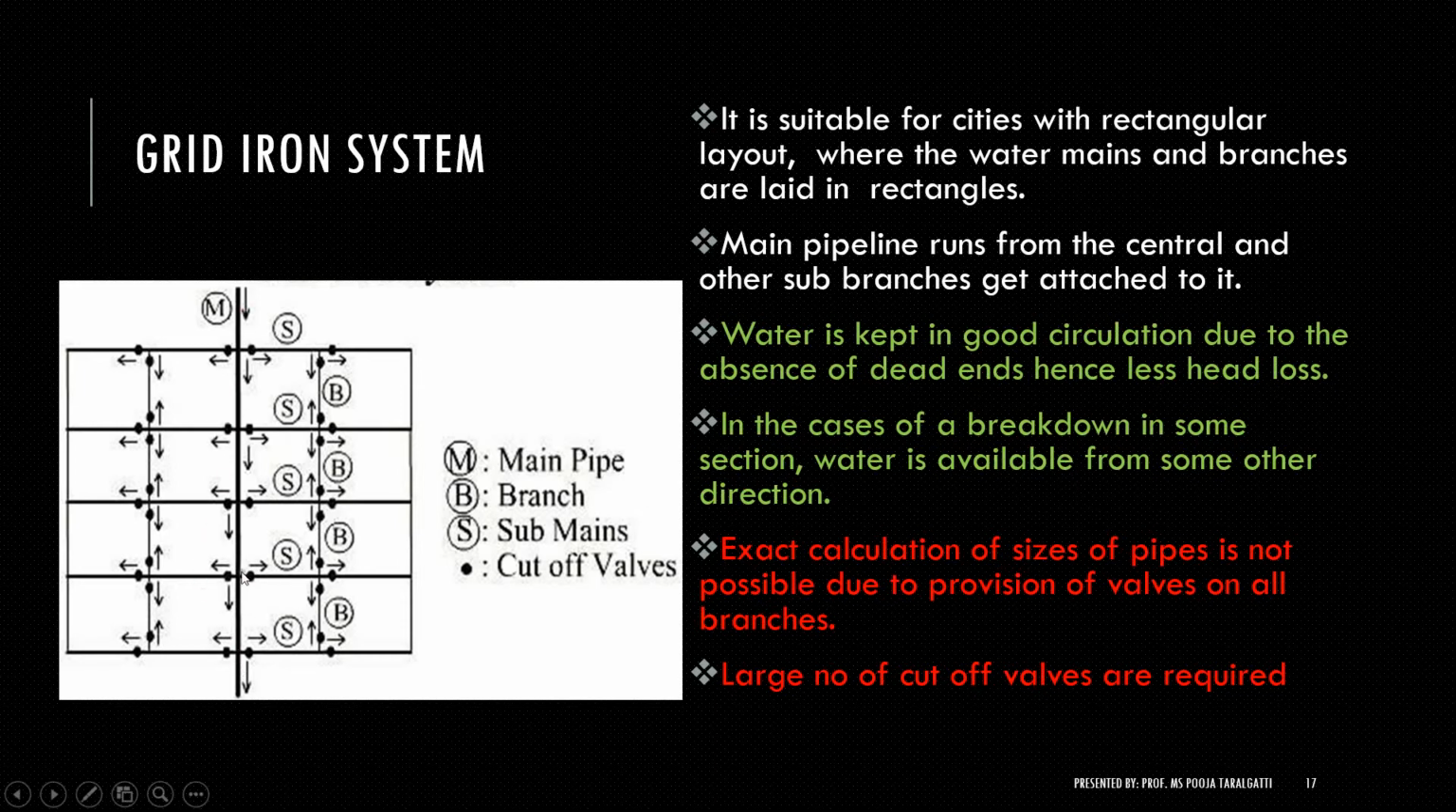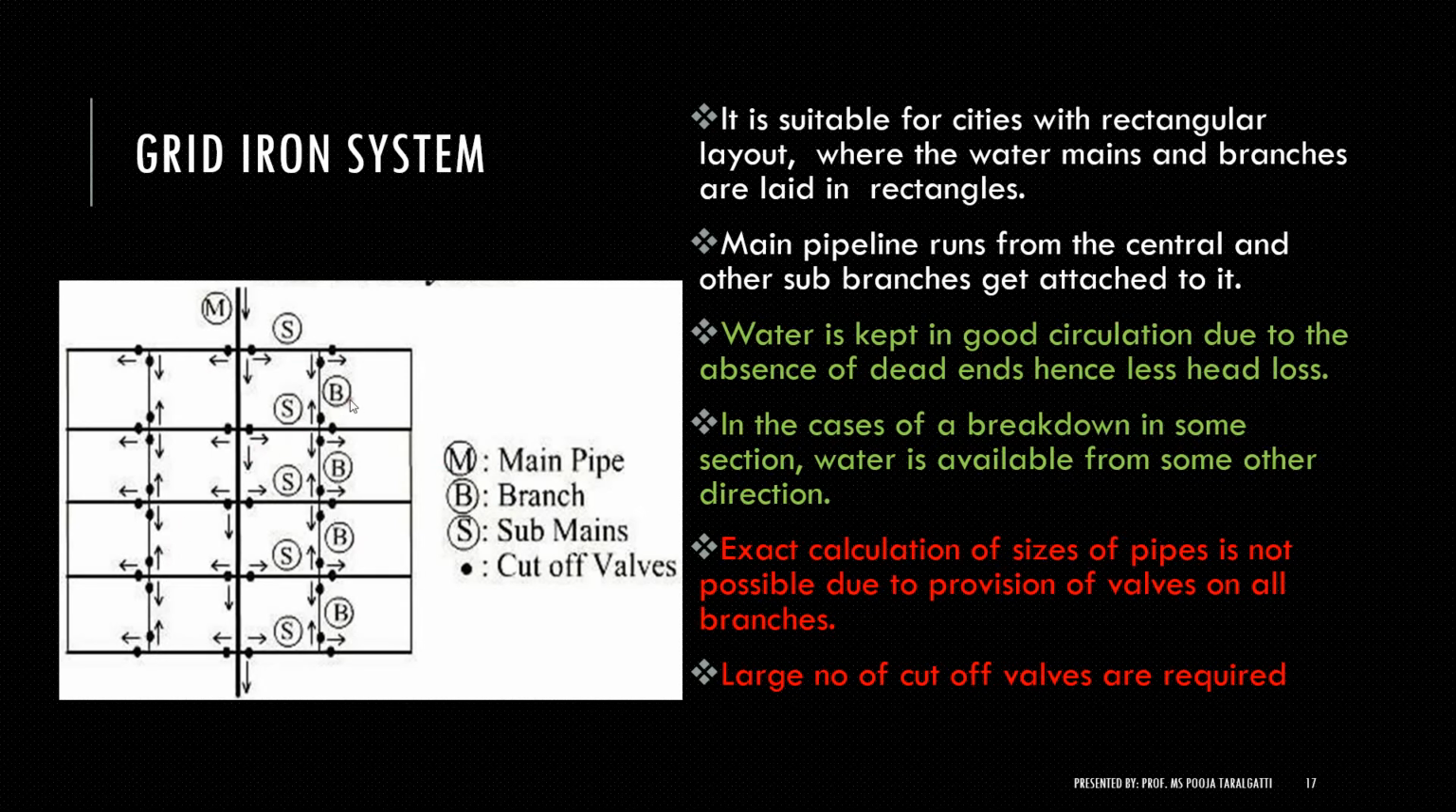This main pipeline will be distributed into submains and submains into branches. The only thing is, whatever distribution of submains and branches there is, that will be done in a rectangular area or rectangular shape only. That's why the grid iron system you may also call a rectangular system, because it is 100% in a rectangular shape.